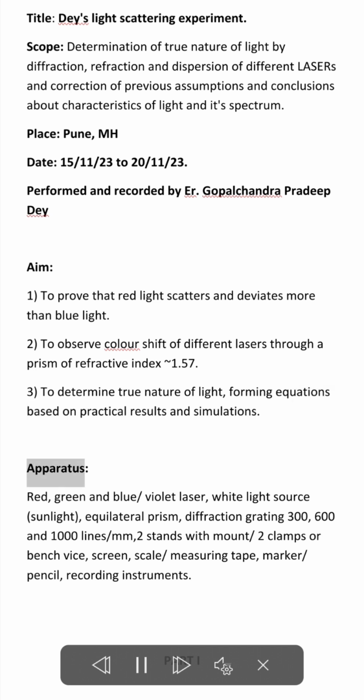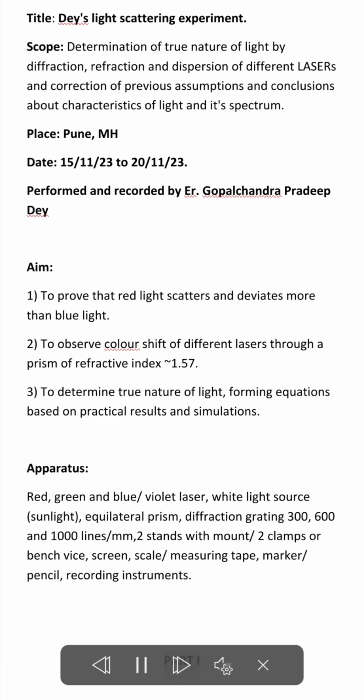Apparatus: red, green, and blue/violet laser, white light source, sunlight, equilateral prism, diffraction grating 300, 600, and 1000 lines/mm, 2 stands with mount/2 clamps or bench vise, screen, scale/measuring tape, marker/pencil, recording instruments.